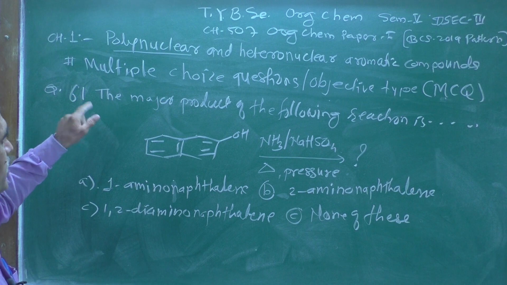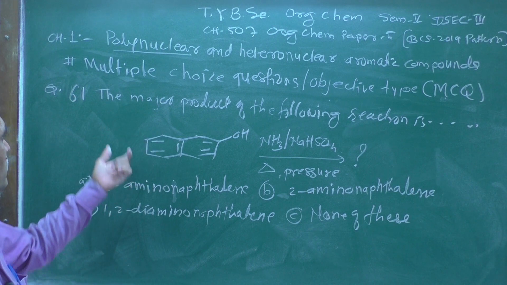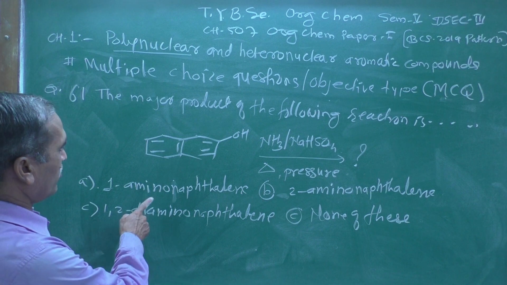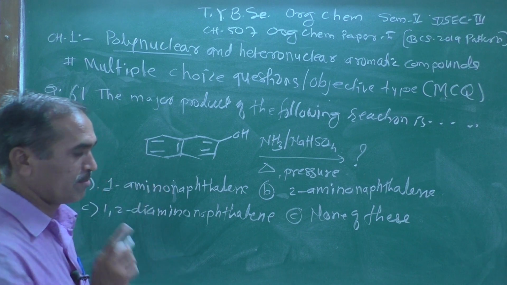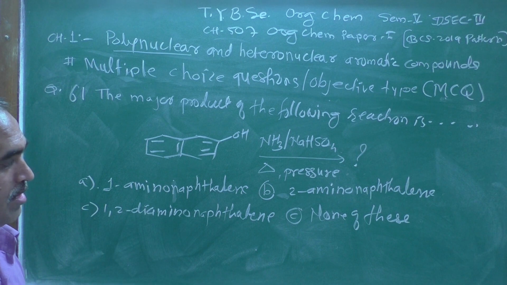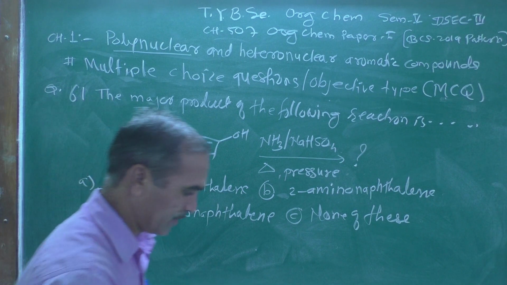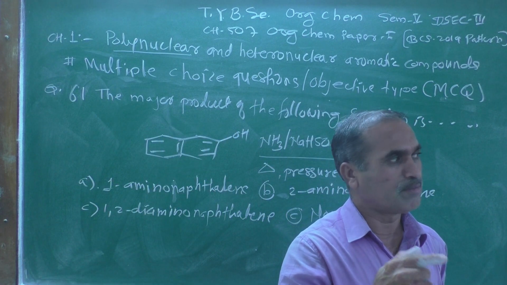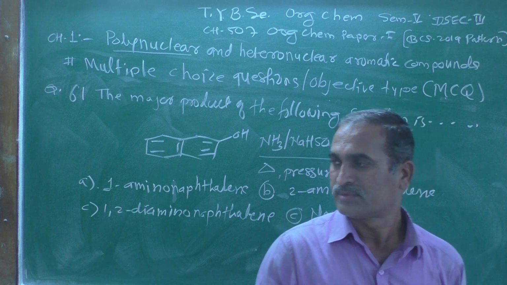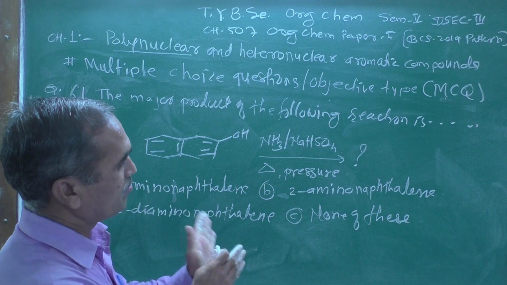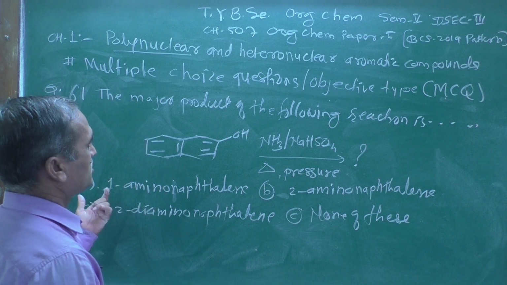In question 61, we have already explained the major product of the following reaction is 1-amino. The NH2 group is called amino. In the previous case, we took naphthylamine. If you remember the suffix in the case of amines, it is amine, or we can call it amino here, and therefore it is the same.